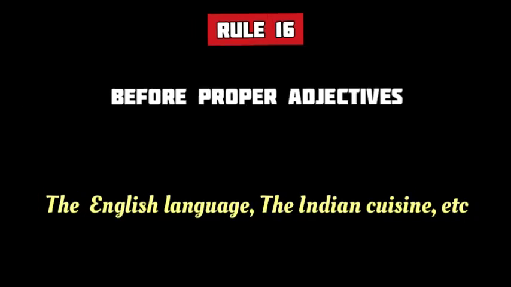The definite article the is also used before a proper adjective. For example, the English language, the Indian cuisine. Here English and Indian are proper adjectives. A proper adjective is derived from a proper noun. For example, Indian from India.